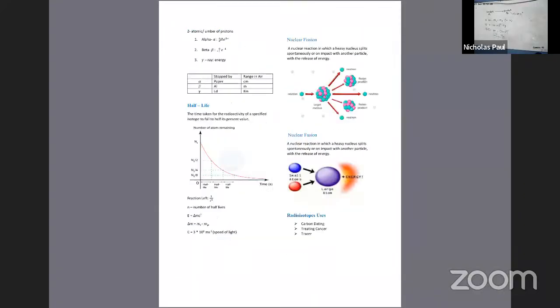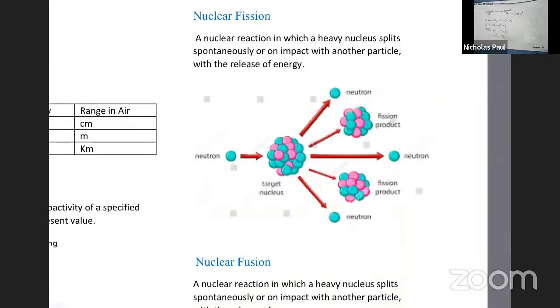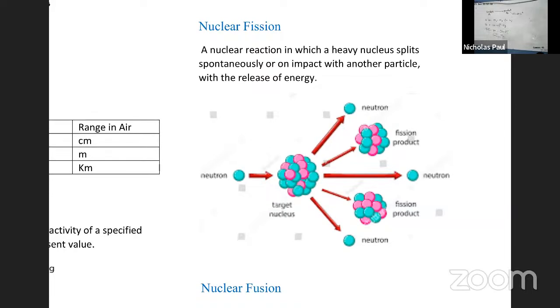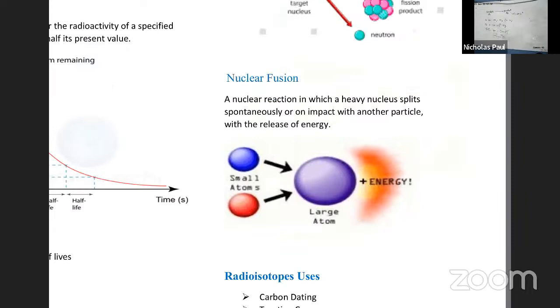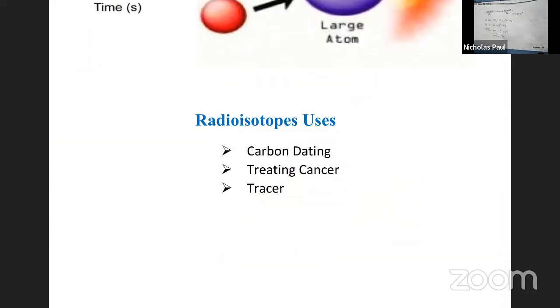Right, we need to know about what is a fusion and what is a fission. A fission experiment is where you have one big nucleus splitting up into smaller nuclei. Are you okay with that? Fission is big to small. Fusion is small to big. Right? Here are 3 uses of radioisotopes. There are many more, but it's just 3.